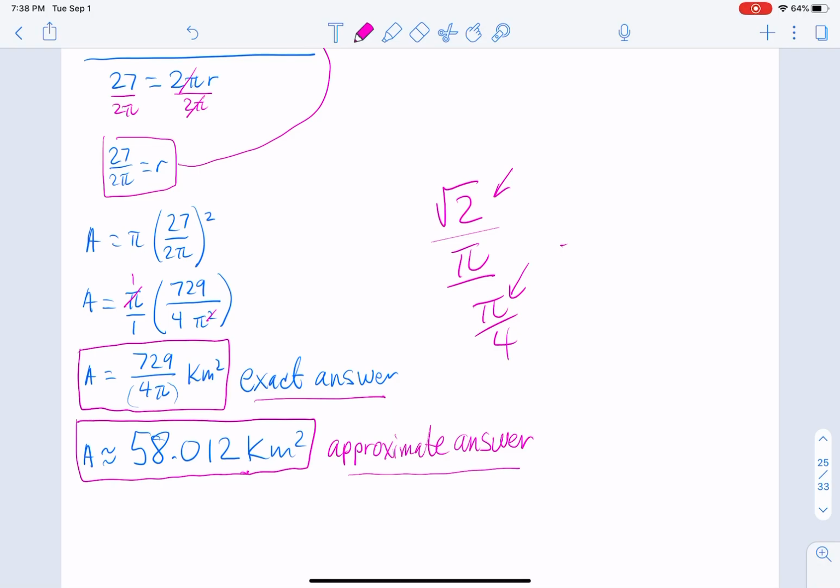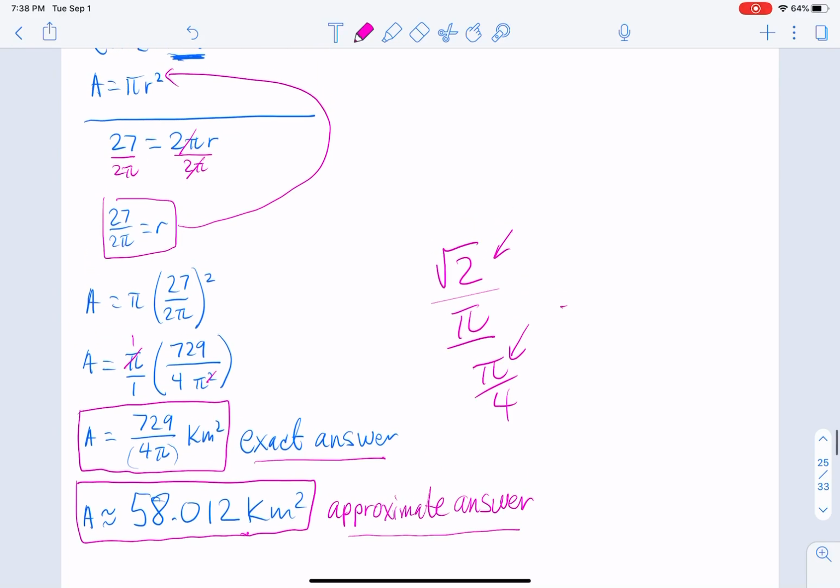Anytime I put it into the calculator and get a decimal expansion for it, I'm now getting the approximation for that particular number. Okay, so I'm going to call this one here and then pick up number 2 and 3 in the next one.